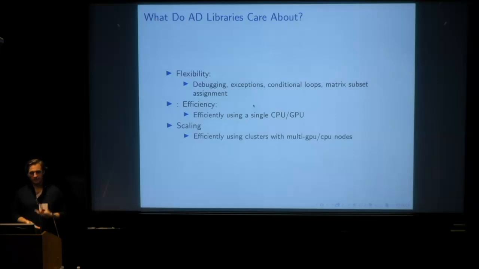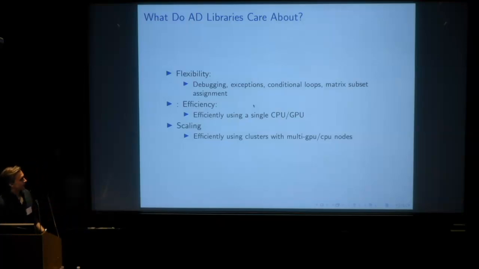If I do something bad, will you throw an exception and actually tell me that I'm wrong, or will you just continue running? Can I run conditional loops? And again, can I do matrix subset assignment? I think it's really weird that a lot of packages don't support that. Whether you're in R or Python, it seems like it's a thing that you should be allowed to do.